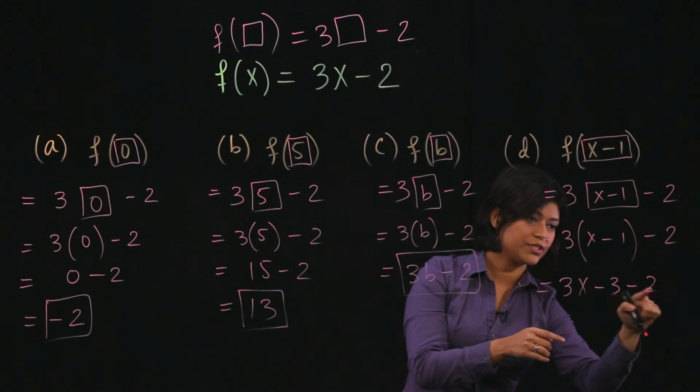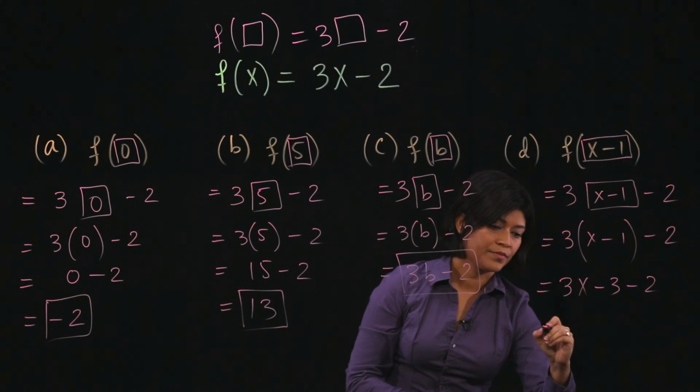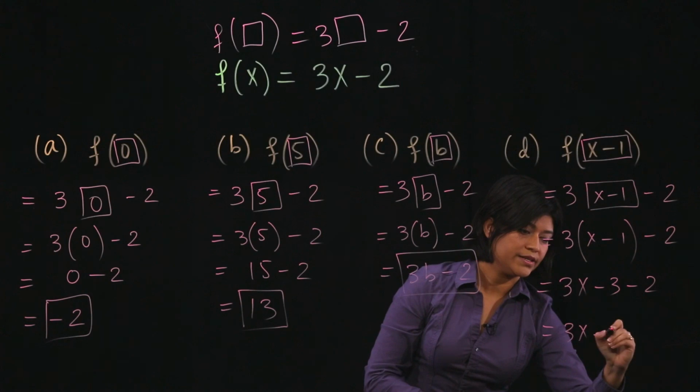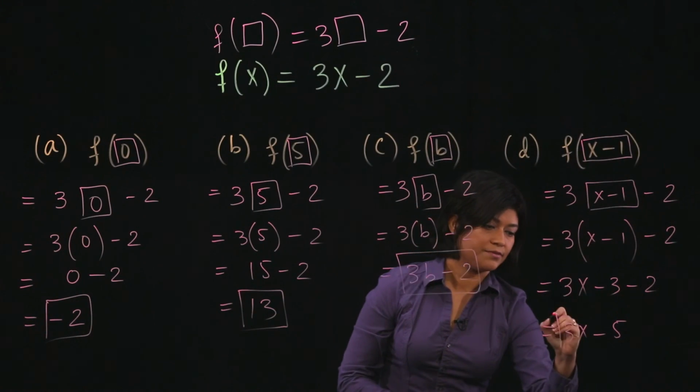So you can simplify further. You see these are both constants. Combine them. So you get 3x minus 5. And that's the final answer.